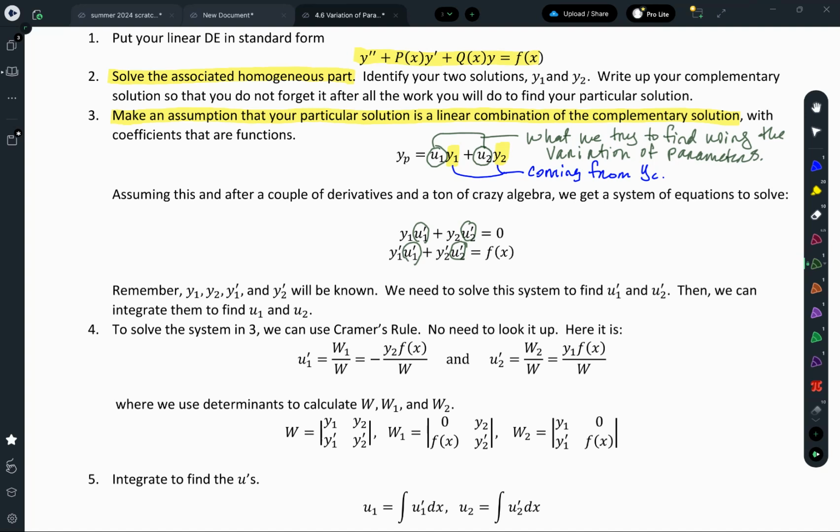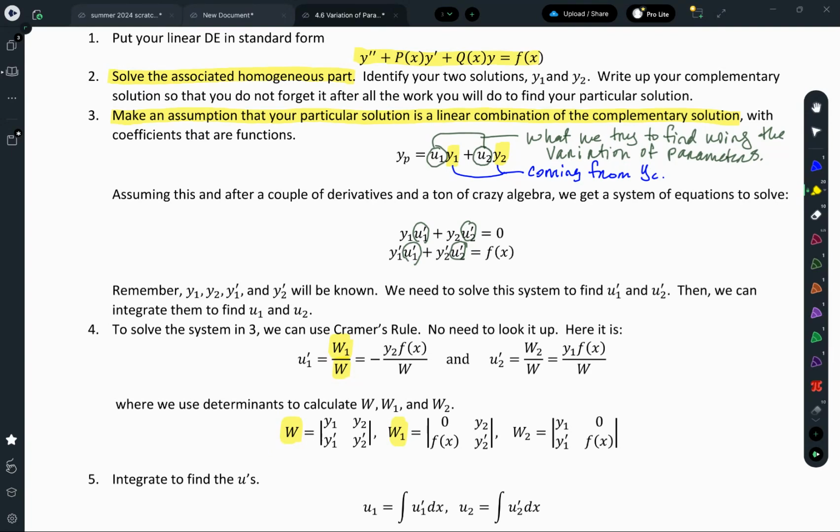The rule is called Cramer's rule, and I've written up what it is. Cramer's rule is saying that u1 prime will be equal to W1 over W. Now, the W1 over W, these things are actually determinants, and we can see what they are down below here, okay? The W is taking the determinant where the first row of the 2 by 2 determinant is the y1 and the y2 solutions that we got from our complementary solution.